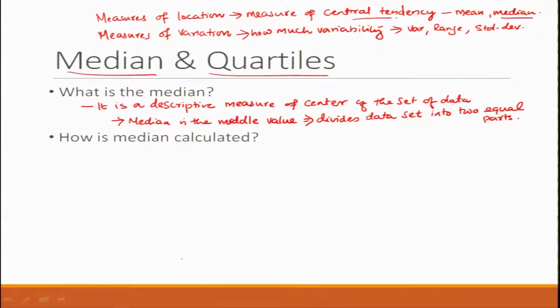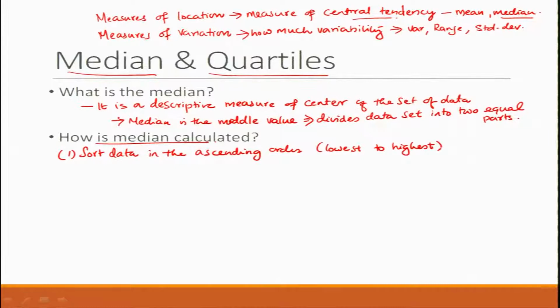Now, the obvious question is, how is the median calculated? We have not seen this in the class, so we will quickly see how it is done. The first thing to do is sort. So, how is the median calculated? Sort the data in ascending order. Ascending order means lowest to highest. Then second step, identify the number of data points.